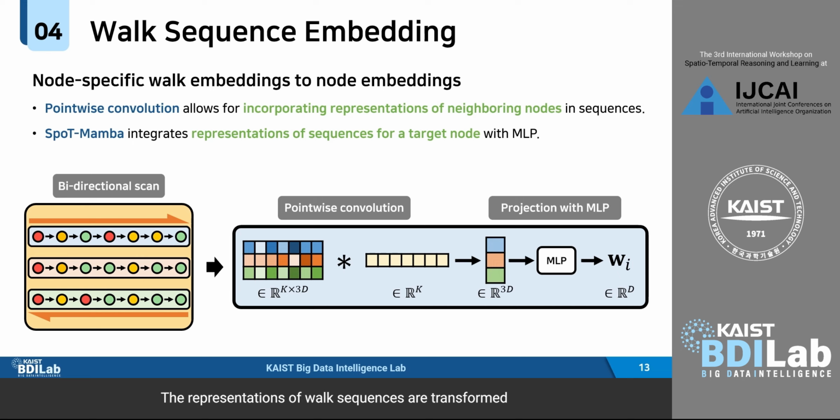The representations of walk sequences are transformed into that of the target node via pointwise convolution. After that, using an MLP, SpoT-Mamba integrates three different types of representations into node embeddings. Instead of simply stacking GNN layers, we employ Mamba-based sequence modeling to generate node embeddings from various walk sequences. This method effectively captures long-range spatial dependencies by scanning and aggregating the multi-way walk sequences.